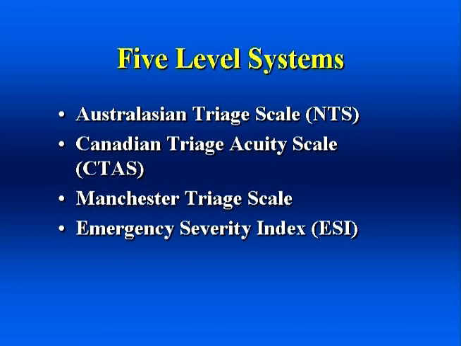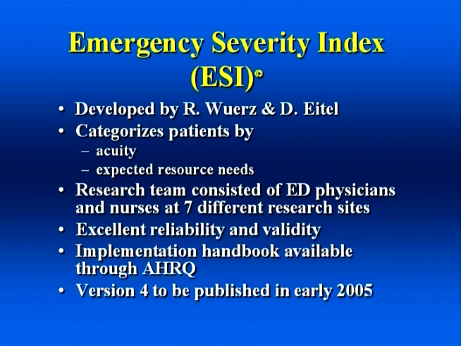In the United Kingdom, the Manchester triage scale is used. This is a chief complaint-driven algorithm. The triage nurse must first choose from one of 52 chief complaints and then evaluate specific key elements. There are very good websites available for both the CTAS and Australian triage system. The fourth triage system, the Emergency Severity Index, or ESI, was developed by Dr. David Eitel and the late Richard Wurz, both emergency physicians. Their research involved a team of emergency nurses and physicians in the development and refinement of the algorithm.